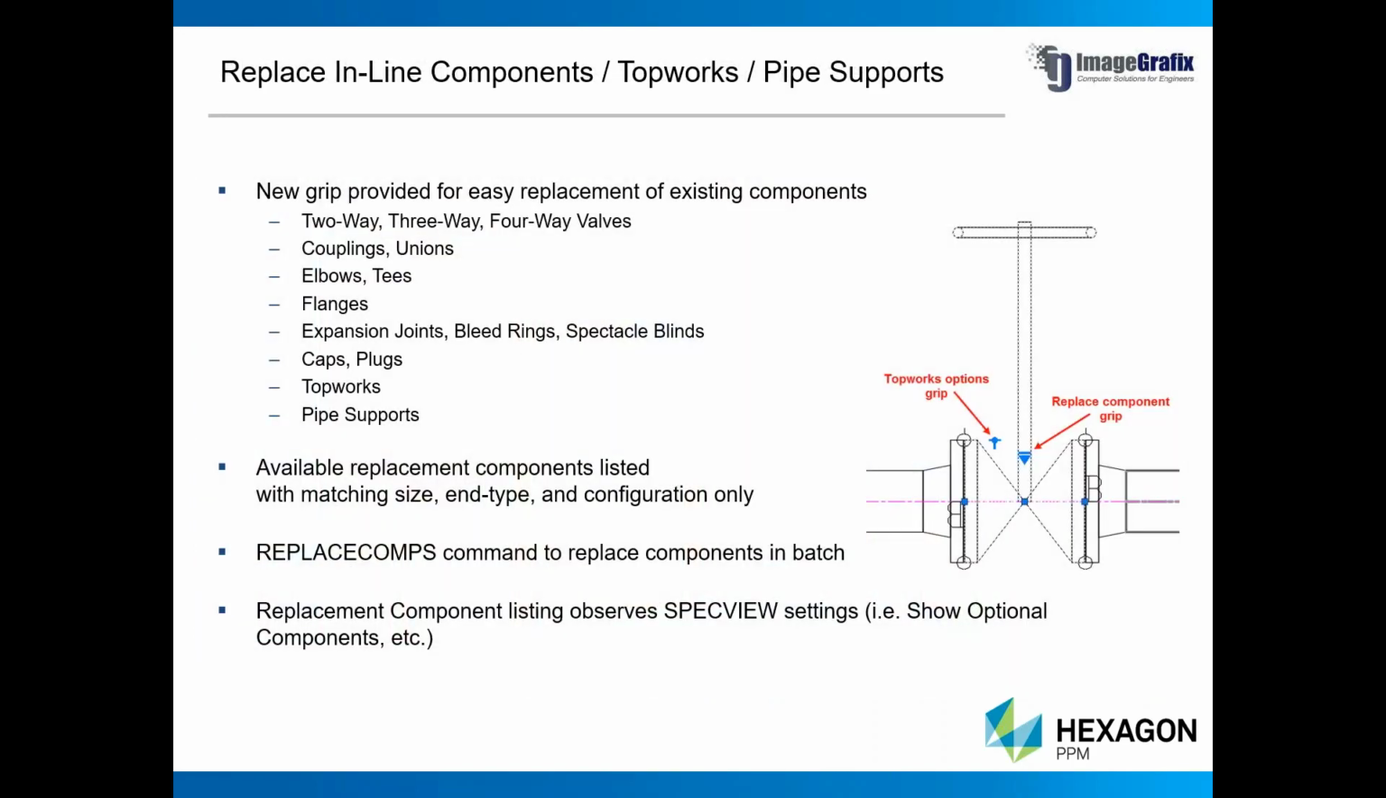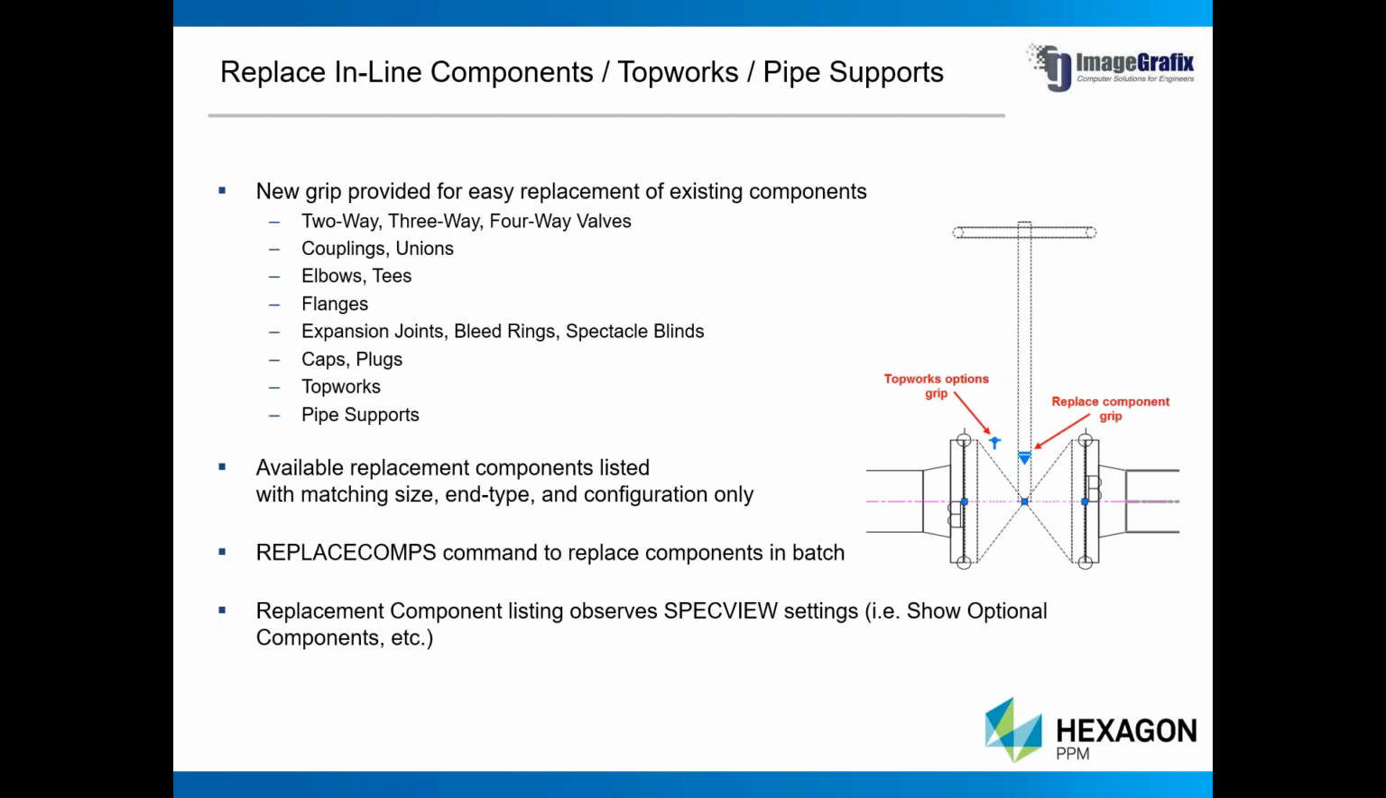Similarly, replacing inline top works or pipe supports is possible. If you look at the picture on this slide, we have one line, and below it there is a downward triangle, which is the grip to replace the component. Similarly for the top works grip option, you can find another icon displayed, which is for the top works icon selection to replace. New grips are provided for easy replacement of existing components like two-way, three-way and four-way valves, couplings and unions, elbows, tees, flanges, expansion joints, bleed rings, spectacle blinds, caps, plugs, top hooks, and pipe supports.